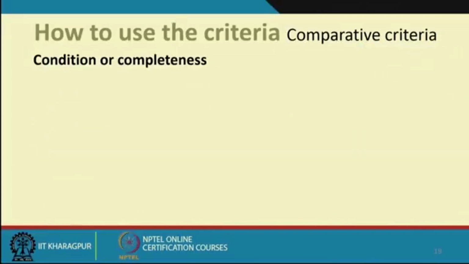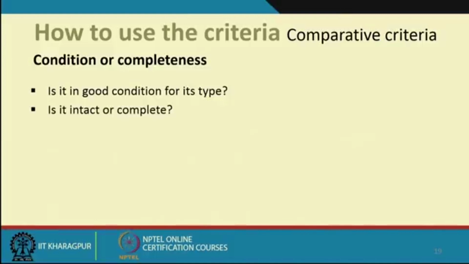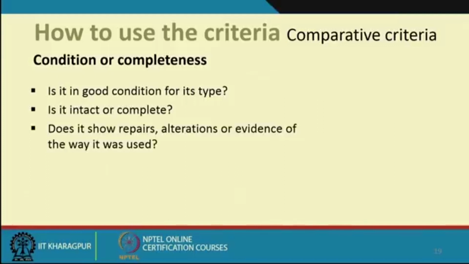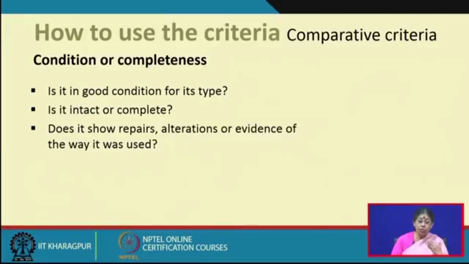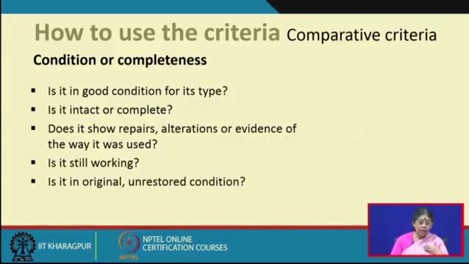Condition or completeness: at what stage is this? Is it in good condition for its type? Is it intact or complete, or is it partly in ruins or damaged? Does it show repairs, alterations or evidence of the way it was used? Is it still working or still being used, or is it unused? All these questions have to be answered, and is it in original undisturbed condition?